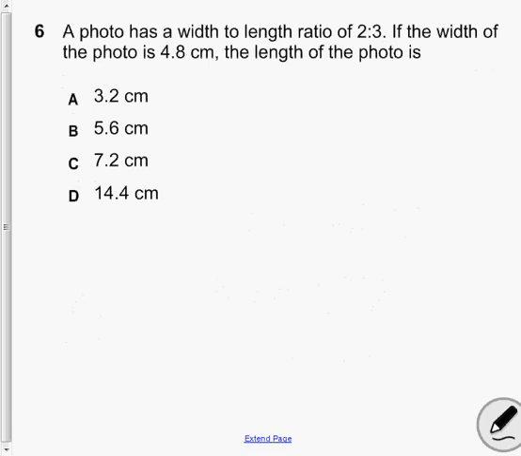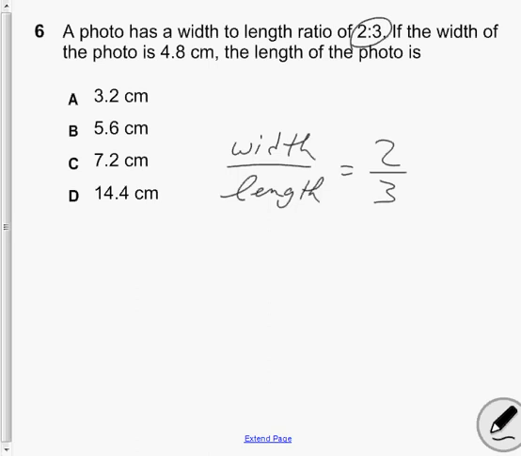Question six, a photo with a width to length ratio of 2 to 3. So width to length, that is a ratio of width to length. And the ratio for that is 2 parts width to 3 parts length. So the first thing I've got to do is set it up like that. And then it says in the second part, if the width is 4.8, what is its length?